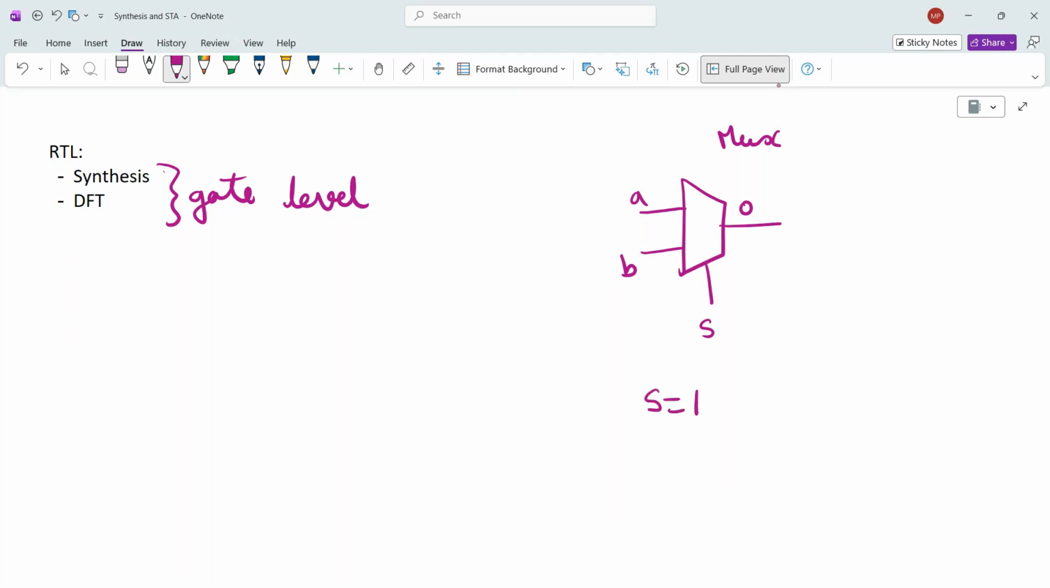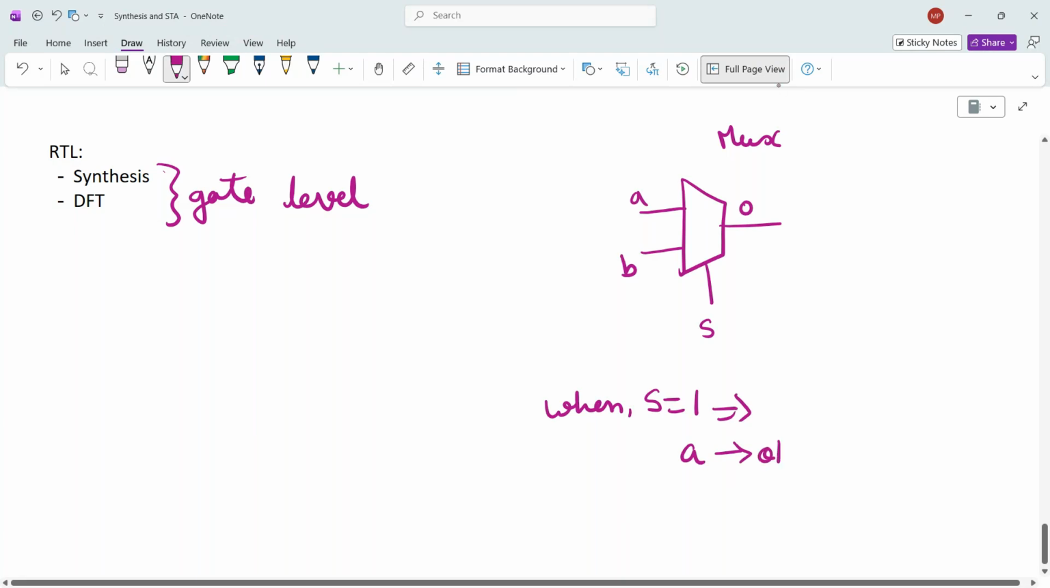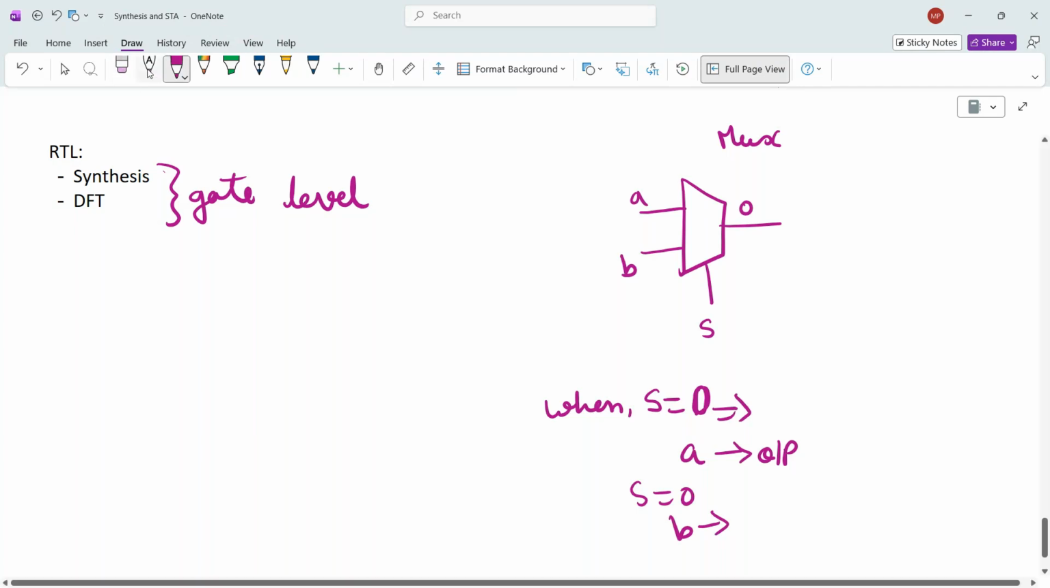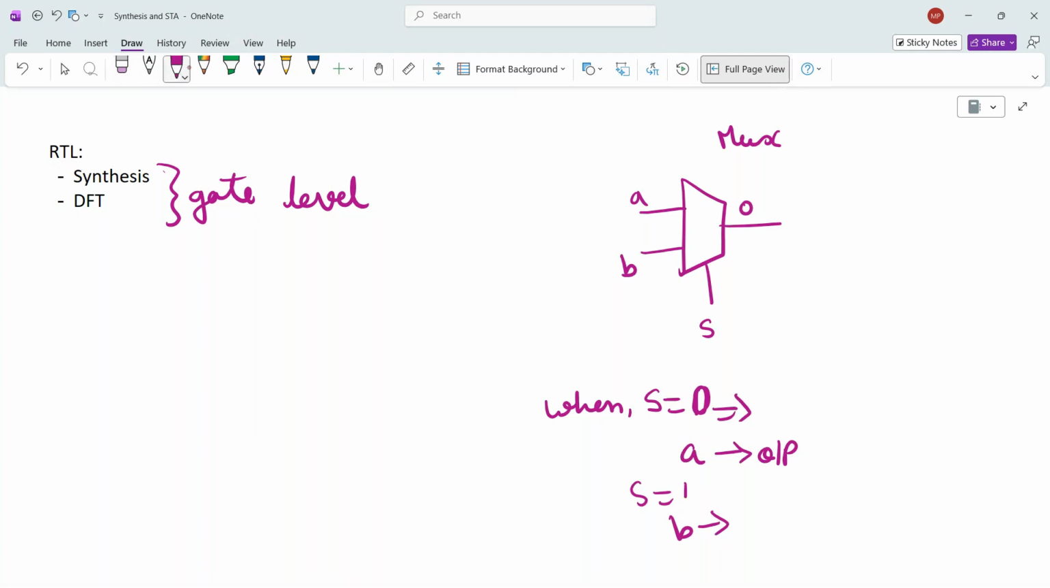When S is equal to 0, A should be provided at the output. When S is equal to 1, B should be provided at the output. Right? So this is the behavior of the mux that will be there in the RTL.